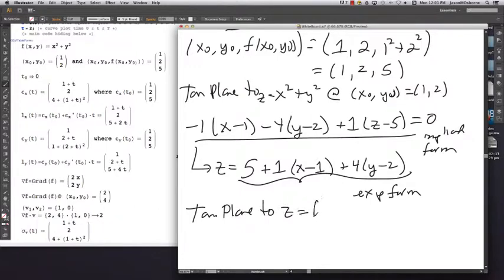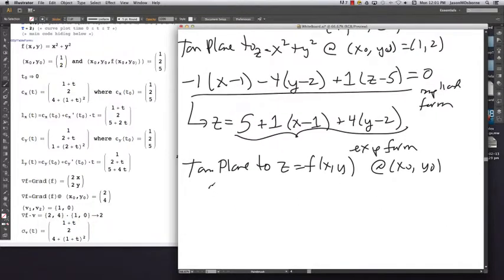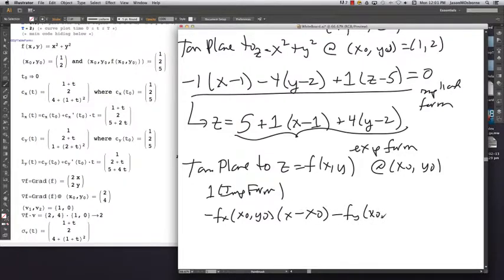So the second form of our tangent plane to z equals f of x and y at x naught, y naught: you have two possible ways to write it. One, you can write it as the implicit form of the tangent plane, in which case you would write it as negative f sub x evaluated at x naught, y naught, times x minus x naught, minus f sub y evaluated at x naught, y naught, times y minus y naught, plus 1 times z minus f of x naught, y naught.